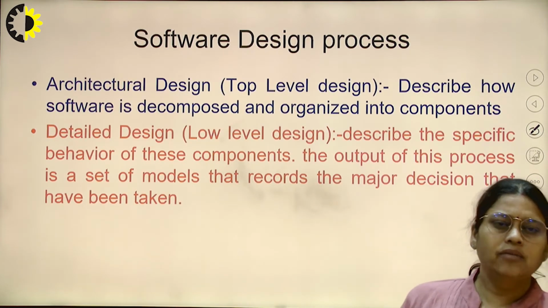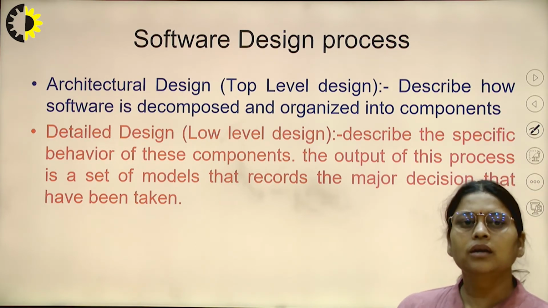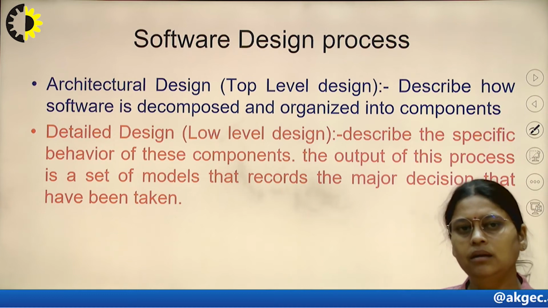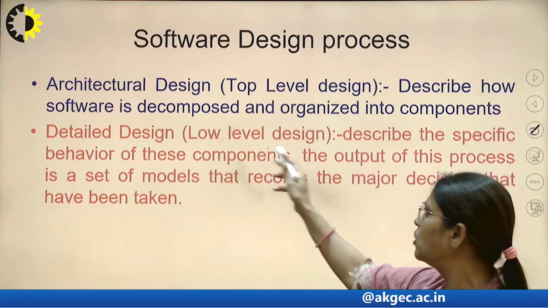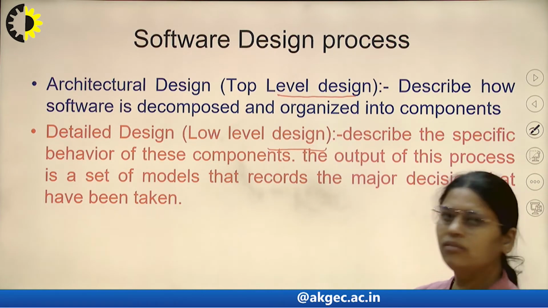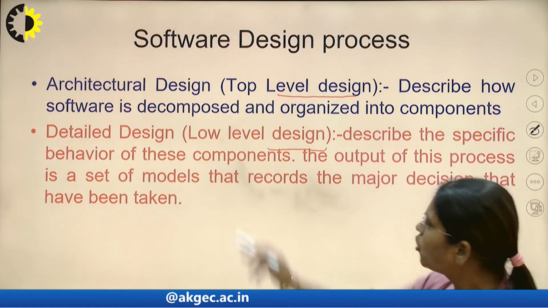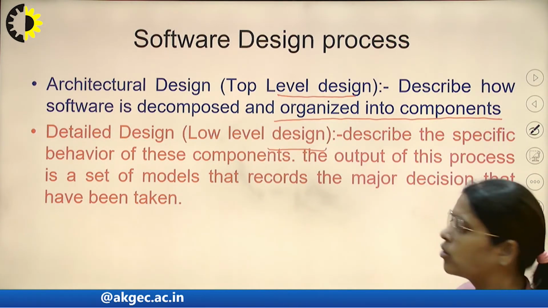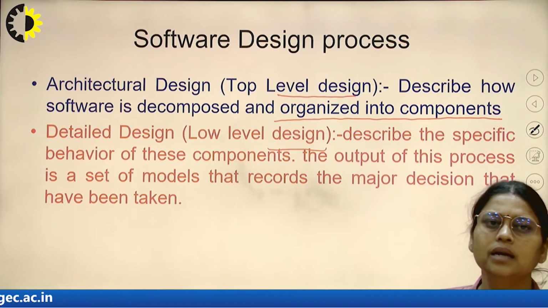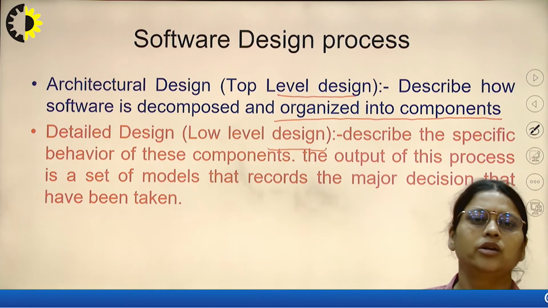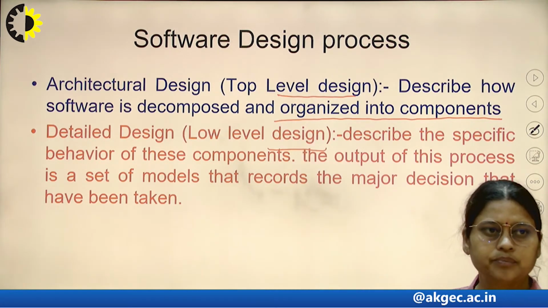Basically, when we design the software, the designing may be done in two ways. One is top level design and the second one is low level design. The top level design is also called architectural design, which describes how the software is to be decomposed and organized into components, as we have seen in the previous slide, where we divided the whole software into a number of components. It is a part of top level designing.